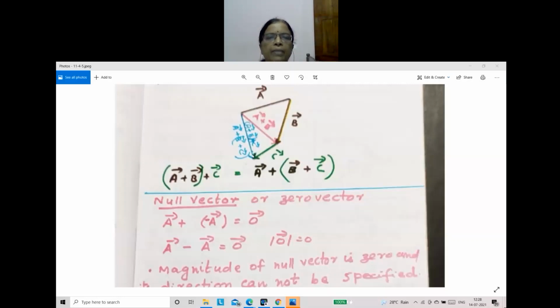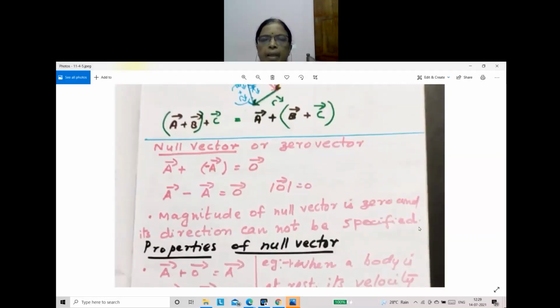And you have to add A. This is A, and B plus C we got. So when you join tail of A to tip of B plus C, we are getting the same vector, A plus B plus C. So that is proved here. A plus B plus C is equal to A plus B plus C. So you just draw in your note, children, and try to prove that.